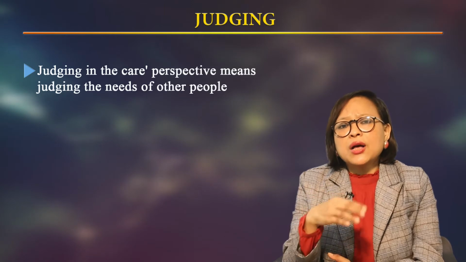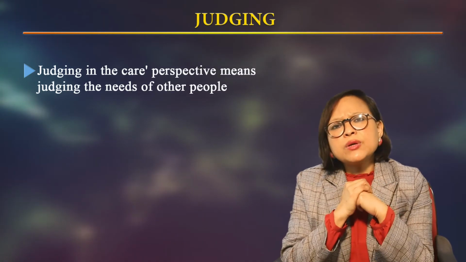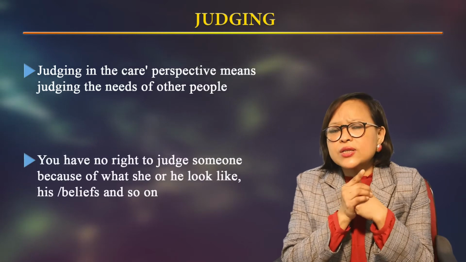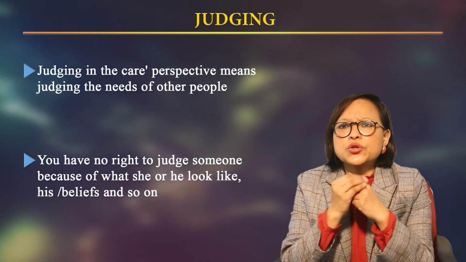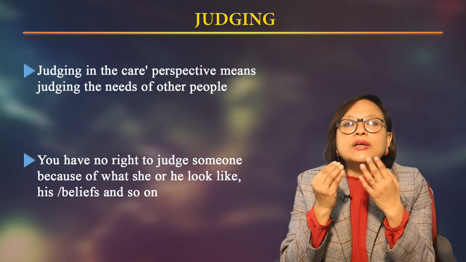When we talk about judging, other than the morality aspect, when we talk about judging someone, you have no right to judge someone because of what she or he looks like, or what his beliefs are, and so on. Like, for example, I may believe in certain lifestyle. I may believe in taking certain cuisine, or I may believe in doing something in my life, in the way I dress, in my lifestyle, in what I eat, or the companion that I keep, or the friends that I keep.